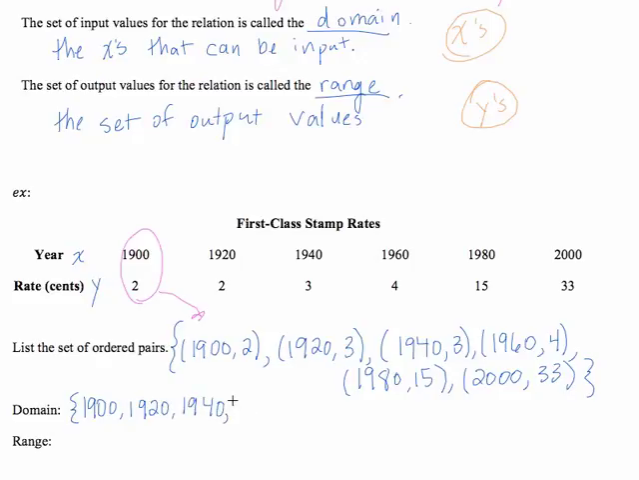The domain is the x's that are input in the relation, and the range is the y's that are output. So I see a y of 2, there are two 2's, but we only list it once, a y of 3, 4, 15, and 33.